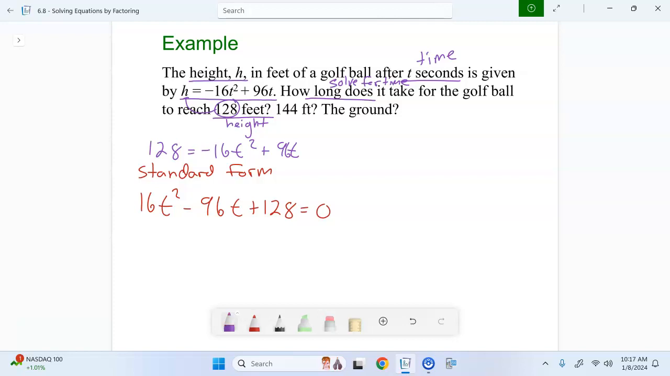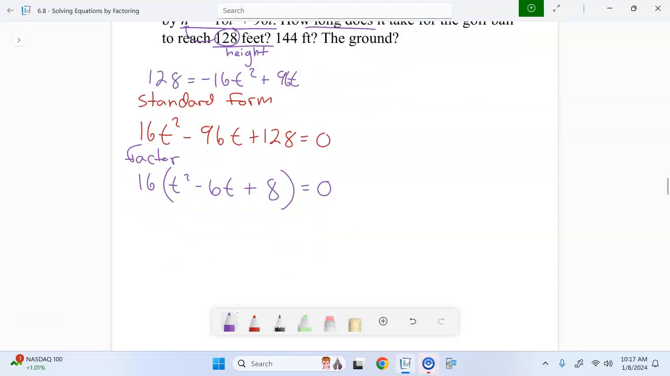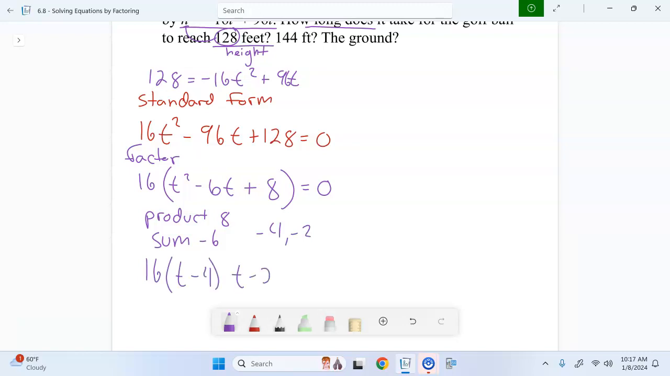So step 2 is factor, and here we do have a GCF, so we can factor out 16 first, and that's going to leave us with t squared minus 6t plus 8 equals 0. Then we can continue to factor it. A product of 8 but a sum of negative 6, that's going to be a negative 4 and a negative 2. So it factors to be t minus 4 and t minus 2.